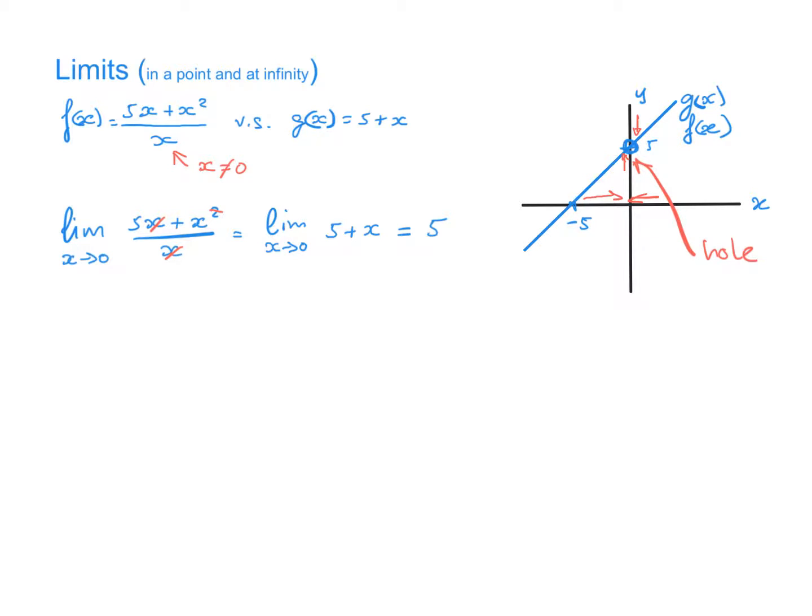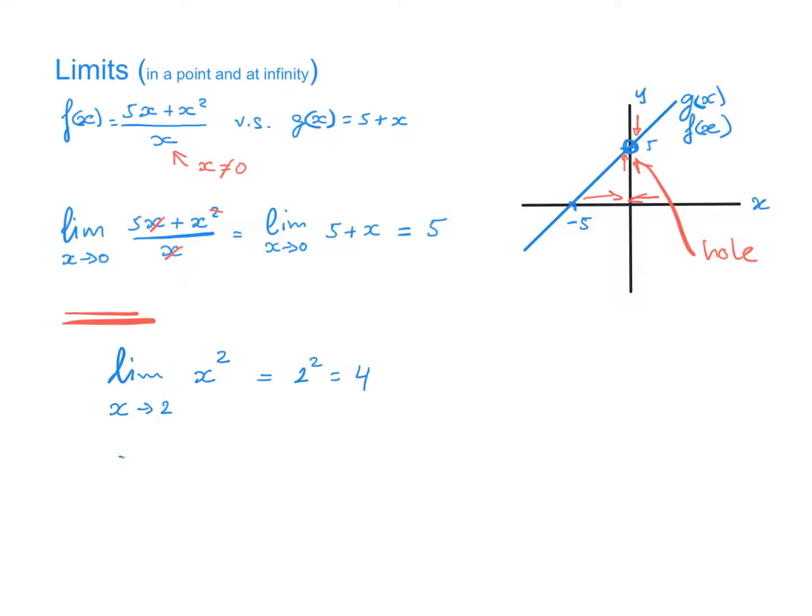And so this limit in a point works very similar to, for instance, let's do another example. The limit as x approaches 2 of x squared. Well, there's no problem at all with x squared, and if x approaches 2, then x squared will approach 2 squared, which is 4. Easy as that.